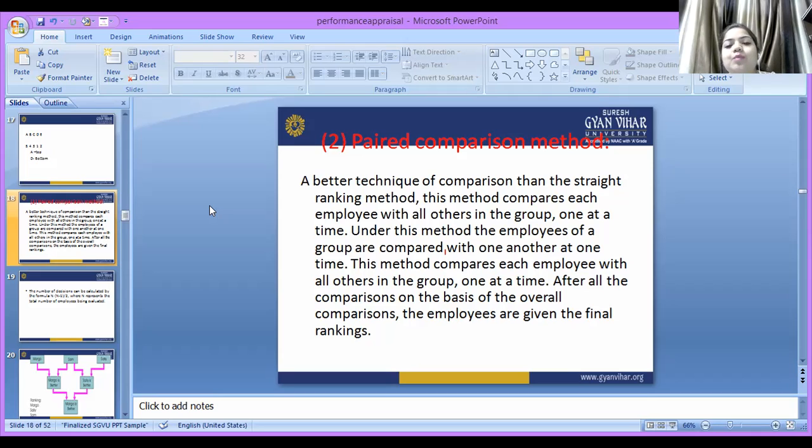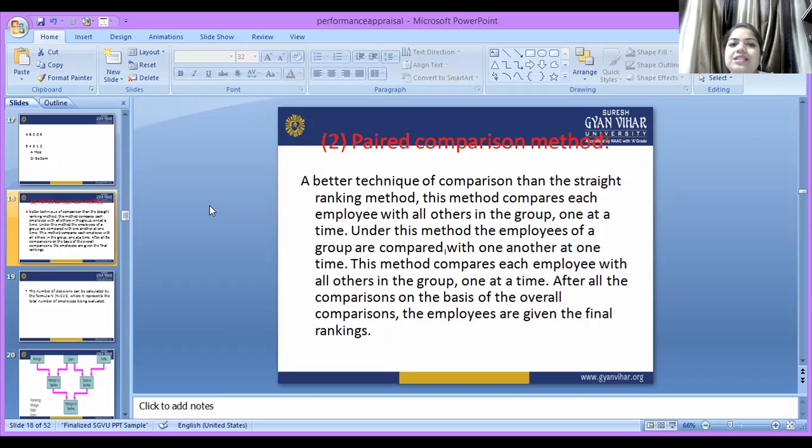The first one is A, B, C, D, E. So A will also be compared with B, C, D, E. Okay. Then we will compare person B. Person B is also compared with A, C, D, E. Same as that, we will compare the other members in a group also. So under this method, employees of a group are compared with each other at one time.